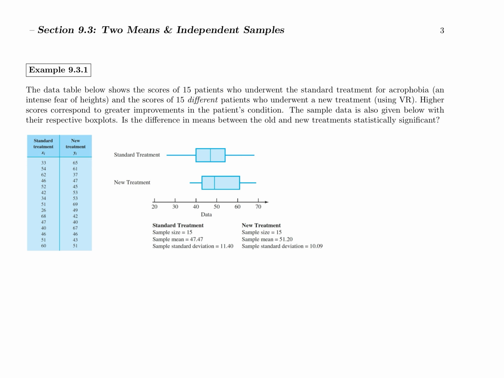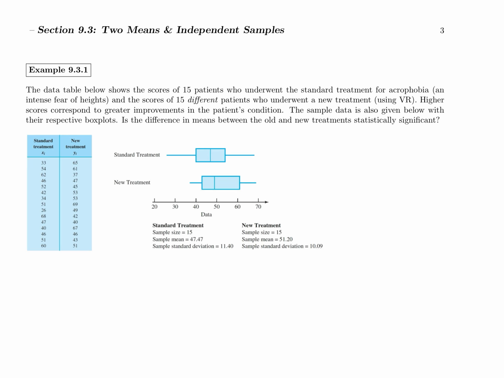So for example, 9.3.1, we have a data table here that shows the scores of 15 patients who underwent the standard treatment for acrophobia, an intense fear of heights, and the scores of 15 different patients who underwent a new treatment using VR, virtual reality. Higher scores correspond to greater improvements in the patient's condition. The sample data is also given with their respective box plots. Is the difference in means between the old and new treatments statistically significant?